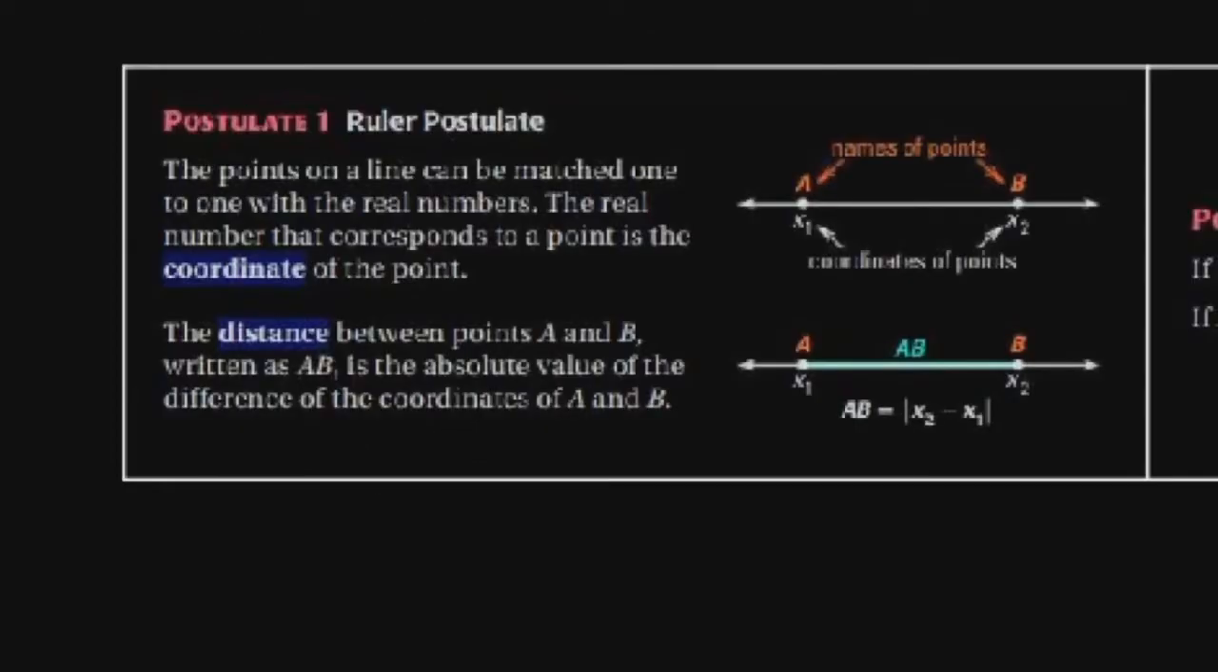Here are some postulates that we use in geometry. Sorry that it's a little blurry. The ruler postulate states that the points on a line can be matched one-to-one with real numbers. The real number that corresponds to a point is the coordinate of the point. And the distance between points A and B, written as AB, is the absolute value of the difference of the coordinates of A and B.